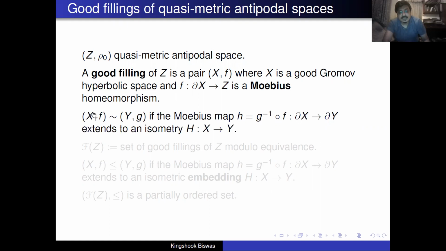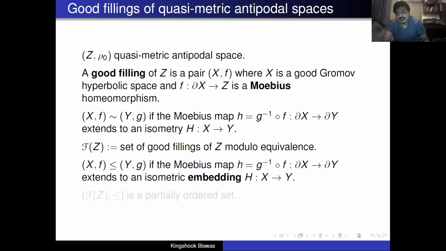Then two good fillings, (X, F) and (Y, G), are equivalent if the natural Moebius map between their boundaries, G inverse F from ∂X to ∂Y, extends to an isometry from X to Y. Then we can look at F_Z, the set of good fillings of Z modulo this equivalence. Now we can define a partial ordering on this set. (X, F) is less than or equal to (Y, G) if, again, the Moebius map G inverse F from ∂X to ∂Y extends to an isometric embedding from X into Y. So X sits inside Y. It is a smaller filling than Y.